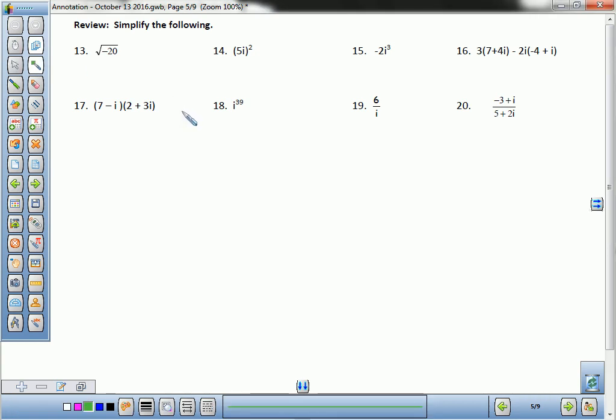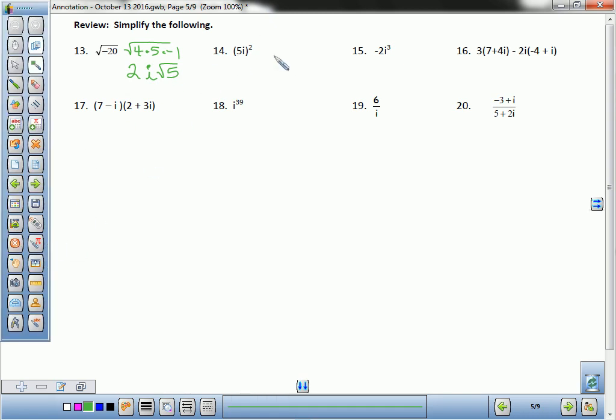Also, there are review questions on every unit test. Occasionally, they'll pop up on some quizzes. So, all right, square root of negative 20. We're going to break that down into 4 times 5 times negative 1. The square root of negative 1 we know is i. The square root of 4 is 2. The square root of 5, we don't know, so it stays under.